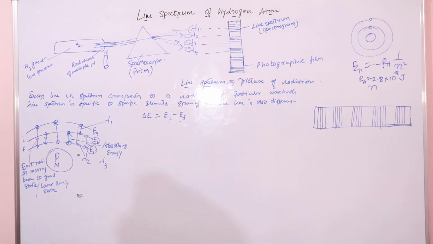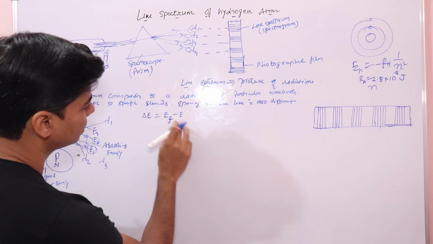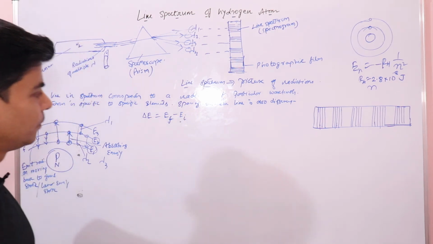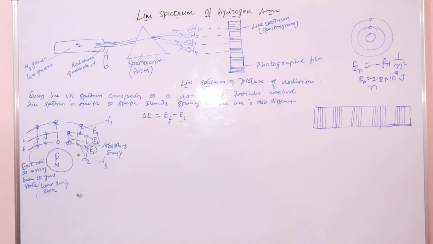Electronic transition is taking place from a higher energy level to a lower energy level, right? So I'm sorry, it should be E_f minus E_i, final minus initial. This is the relation that we would be using, right? So the energy gap between two orbits is given by this equation.